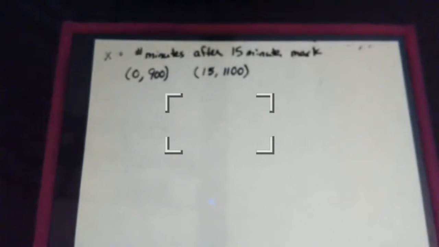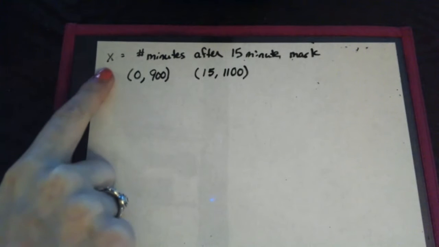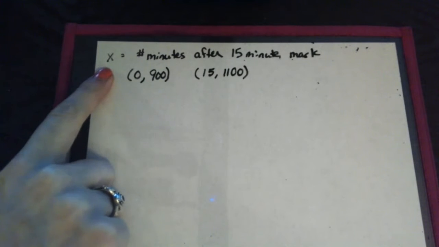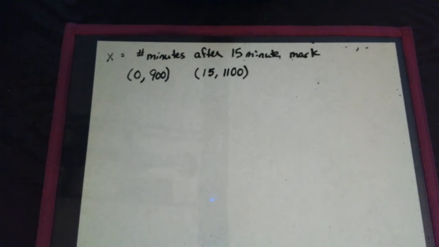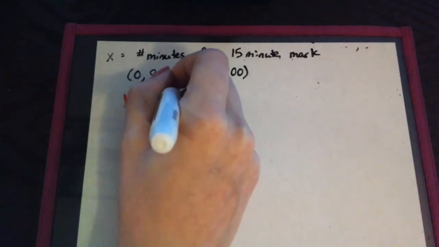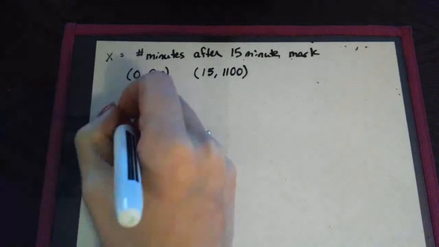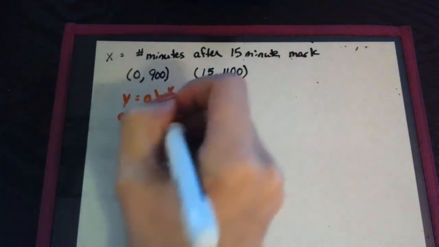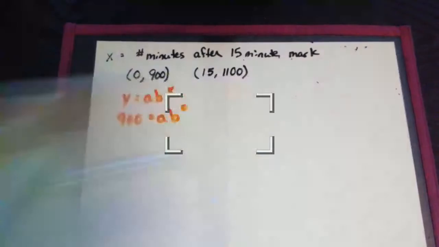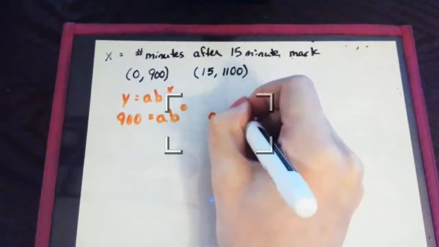So what they gave to me was after 15 minutes and after 30 minutes, but I moved it so that I can think of it as number of minutes after the 15-minute mark. That way I have 0 as one of my x values. We're assuming that this count grows exponentially, so we know we're working with something that looks like y equals ab to the x power. I'm going to plug in my first point, so we get 900 equals ab to the 0, but b to the 0 is just 1, so we get a is equal to 900.